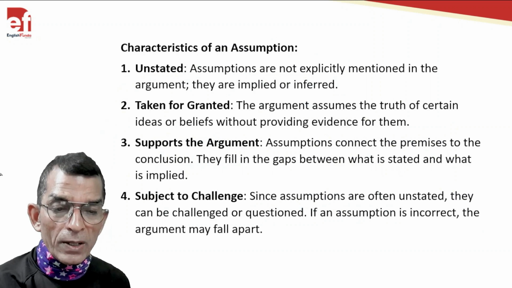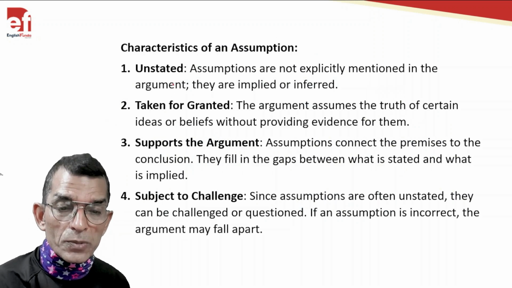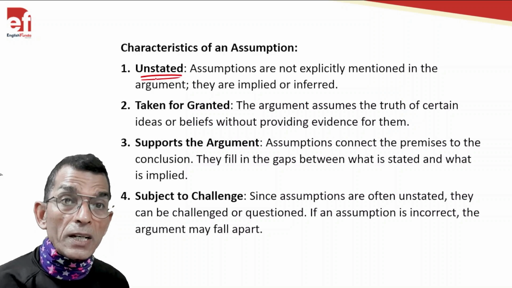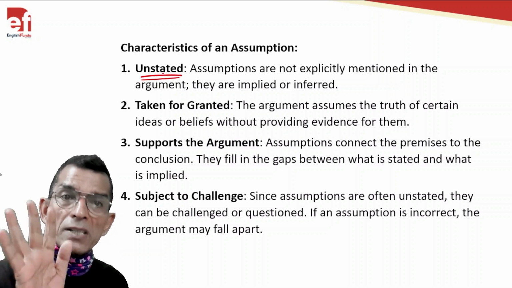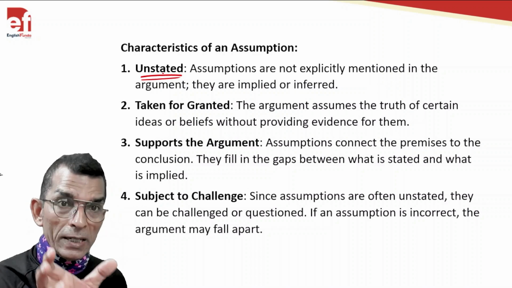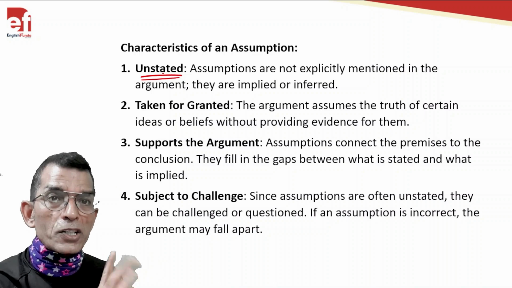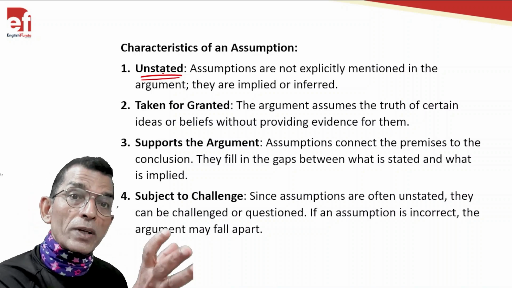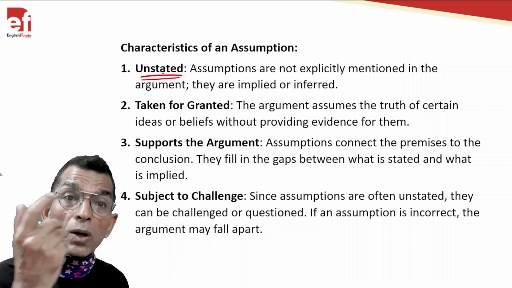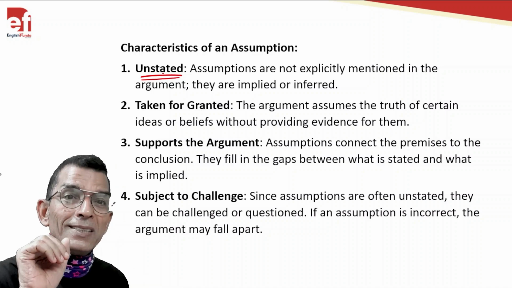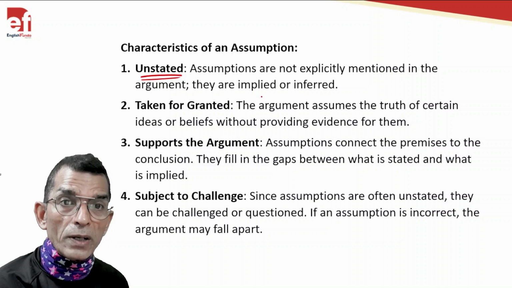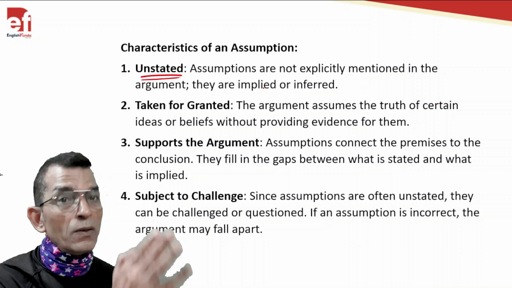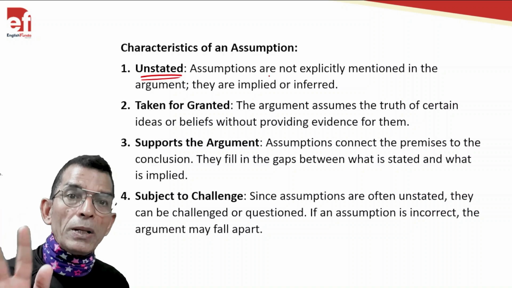So let's see. What are the characteristics of an assumption? First thing is it is unstated. It is implied. Now I'm going to use another word. I say implied. Implied means hidden. There is enough data to point in a direction, but that data, whatever can be actually written as the premise, is not written. It should have been written, but there is only an indication. So it is unstated. Assumptions are not explicitly mentioned in the argument. They are implied or inferred. Now, what is the difference between implication and inference? We'll talk about that later. But both of them simply mean hidden.